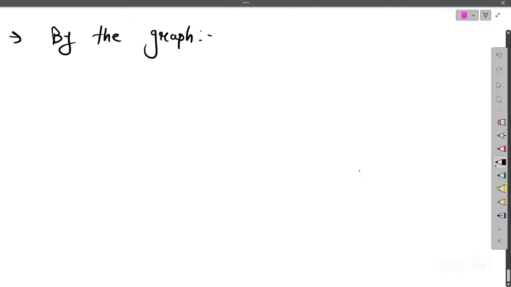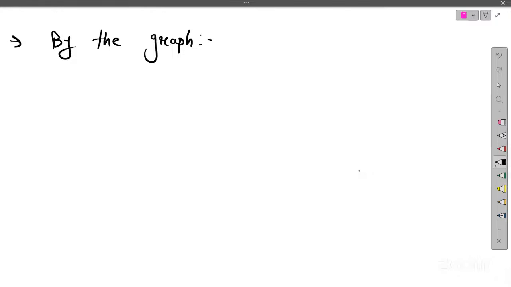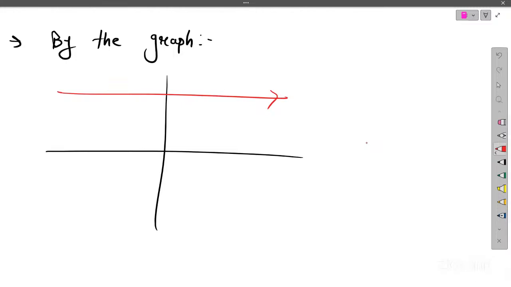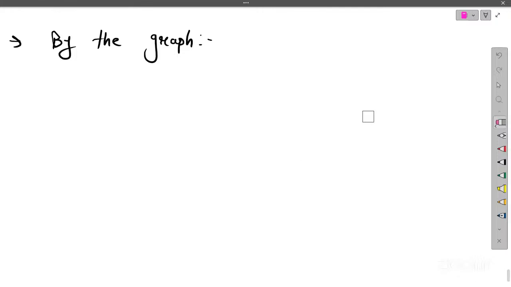If the codomain is not mentioned, you can assume that the codomain is the whole real line. So by the graph, you have to check that if you draw any horizontal line, for example, I have a function, then this line should intersect your graph at least once. By the graph, we can check whether the given graph represents an onto function or not.